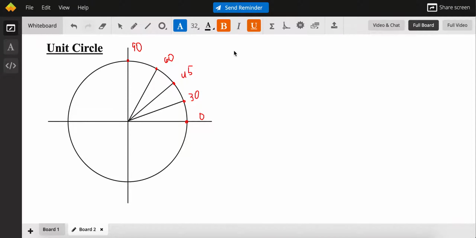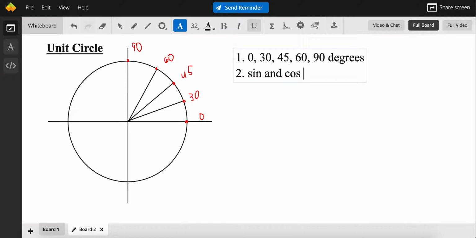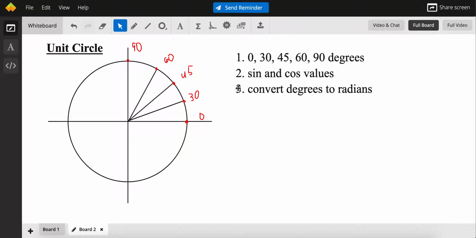So let me just write down what you need to know. Step 1, you need to know 0, 30, 45, 60, and 90 degrees, all their multiples. You need to know for each of these angles the sine and cosine values for each of those 5 angles. And the last thing you need to know is how to convert from degrees to radians and back. Okay. Once you can do that, you're pretty comfortable with the unit circle.